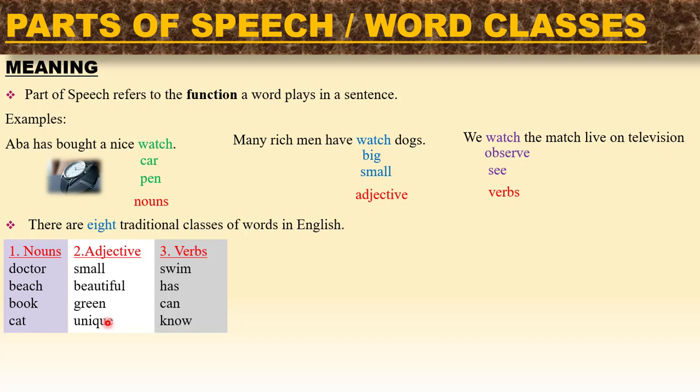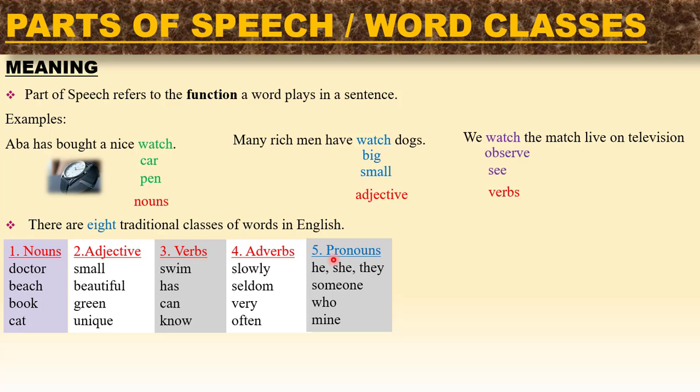The third word class, let's call it verbs, normally describe actions or express a state of being. And verbs also have past forms. So we have swim, has, can, know. They are all verbs. The fourth word class is adverbs. Adverbs can give us information about verbs, adjectives, and other adverbs. Examples are slowly, seldom, very, often.